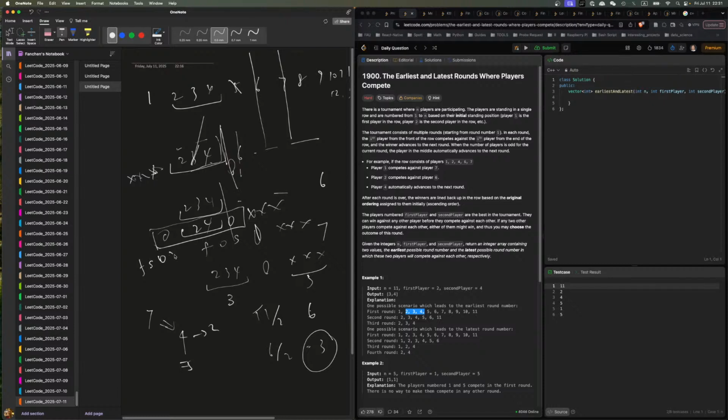Something, something, something, right? We have this. So for 5, how many steps do we need? Five will go to 3, right? 5 will go to 3. So what's 3?